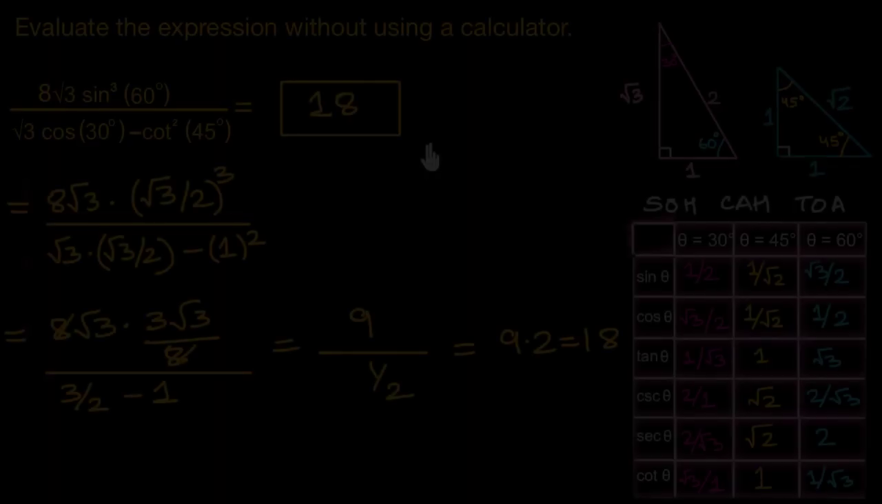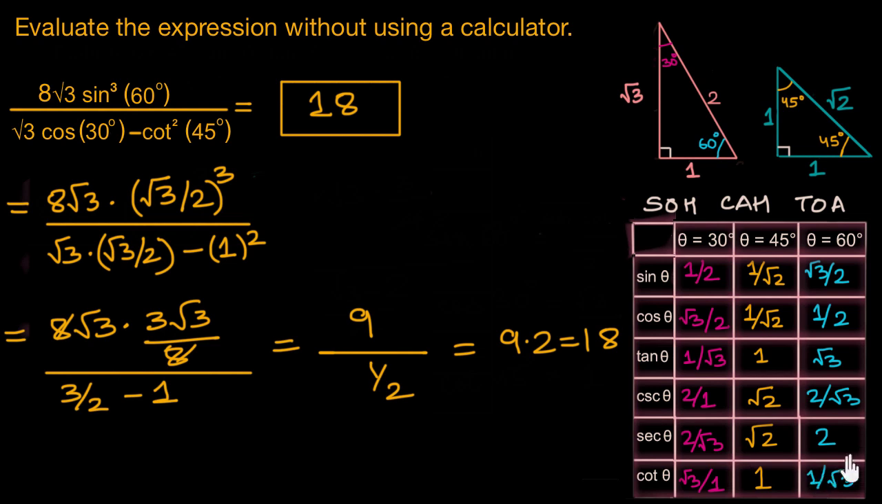So yay! You don't need to memorize this table over here. You can always use these triangles to find out how much these ratios are. And then using this, you can easily figure out the trigonometric ratios of certain angles.